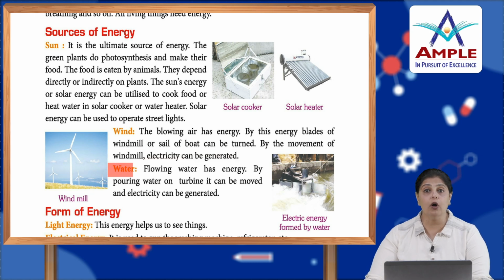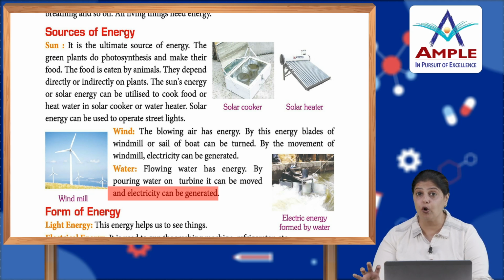Now, water is another source of energy. Flowing water has energy. By pouring water on a turbine, it can be moved and electricity can be generated. So, in this manner, electricity can be generated by using water as well.